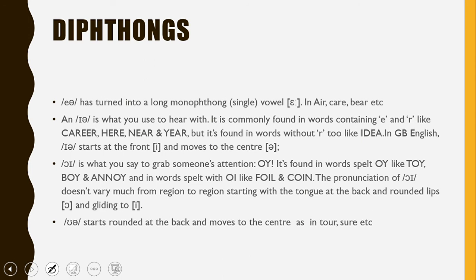Next is oor. When you say oo, your lips are rounded, and when you glide toward the schwa sound, your mouth turns into a neutral position. Your tongue is at the back at first when you say oo, and then it moves to the center. You can find different examples as in tour, sure, etc.